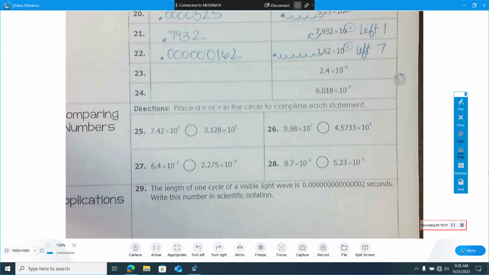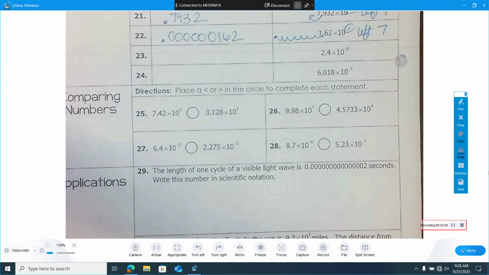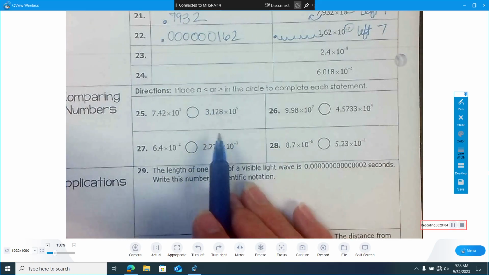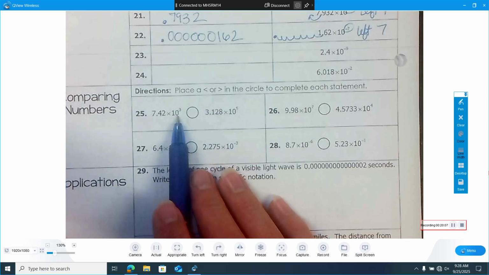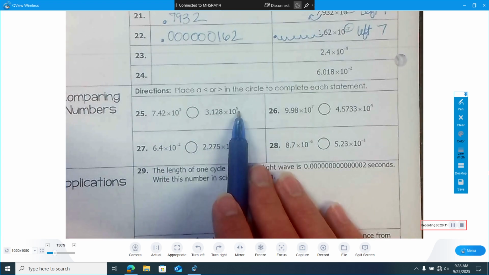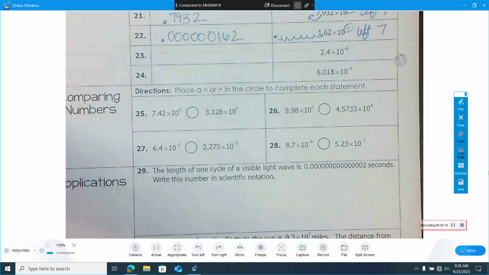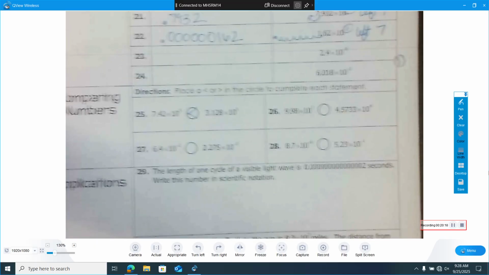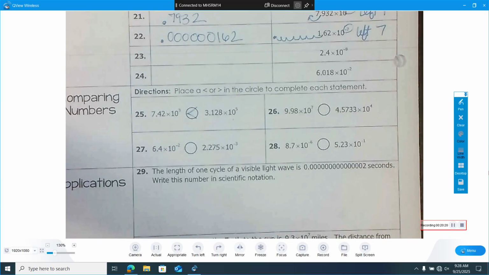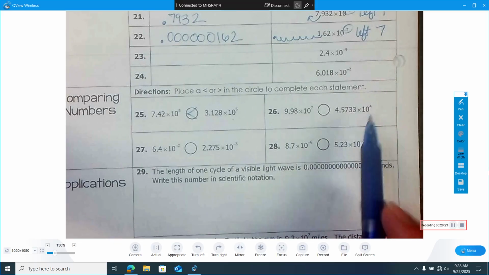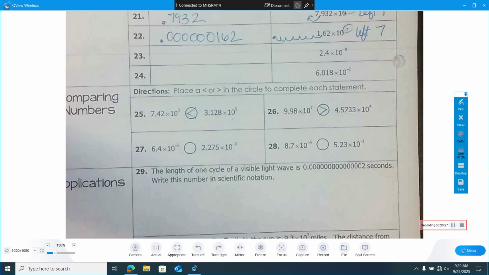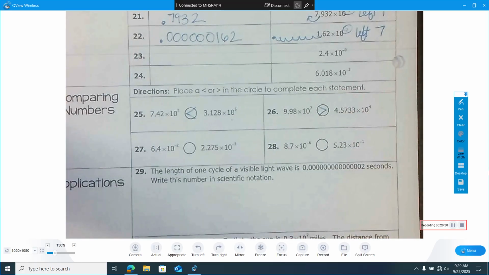Let's see. Let's place it greater than or less than in the circle to complete each statement. I have a question. If this is 10 to the third and this is 10 to the fifth, which one's bigger? 10 to the fifth is absolutely bigger. It's got 5 zeros instead of 3 zeros. Which one's bigger? 10 to the 7th or 10 to the 4th? 10 to the 7th is absolutely bigger. It's got 7 zeros. Well, not exactly 7 zeros. 5 zeros.